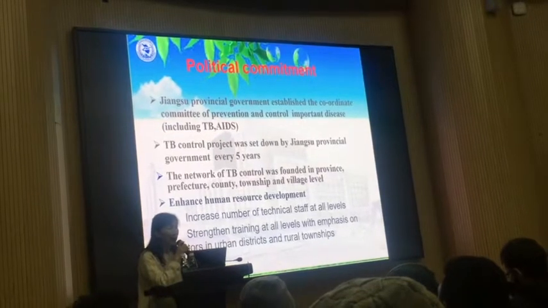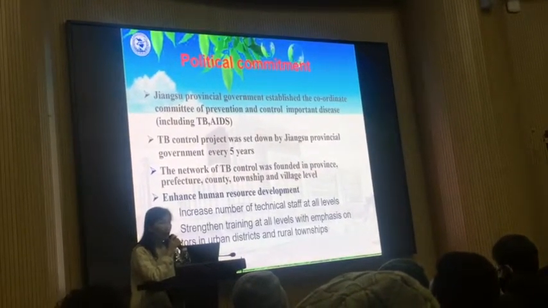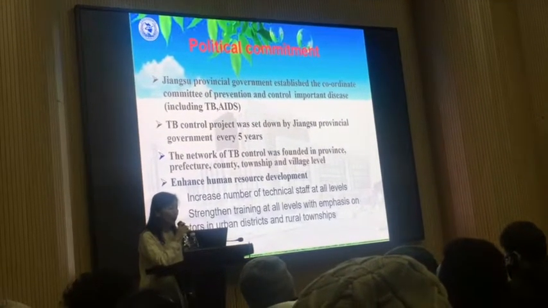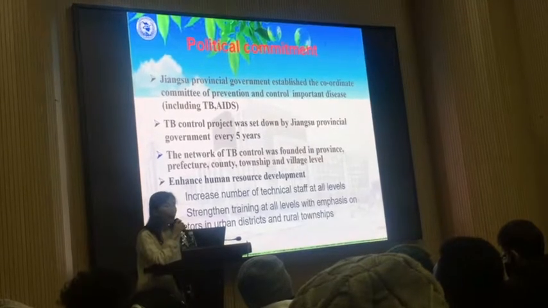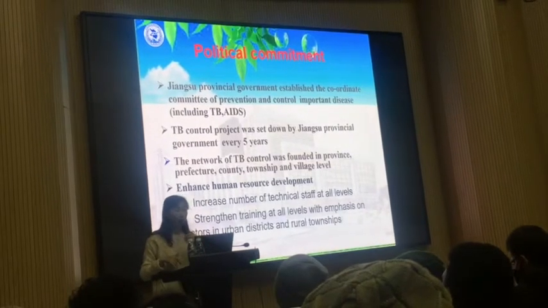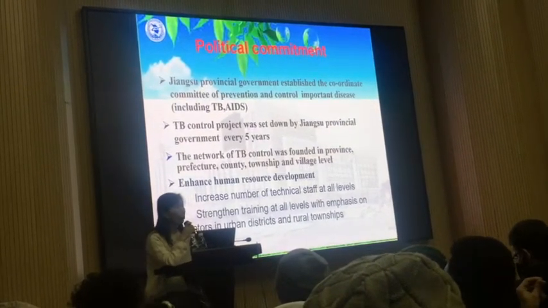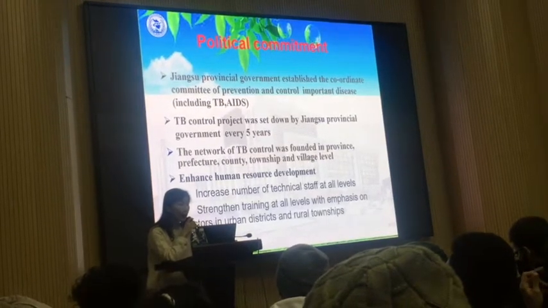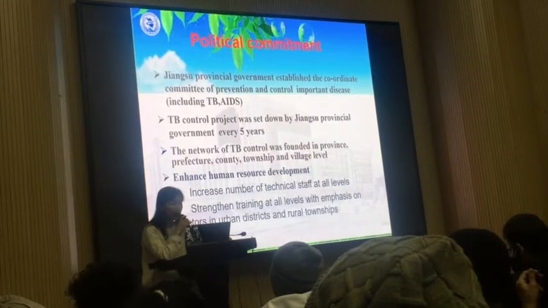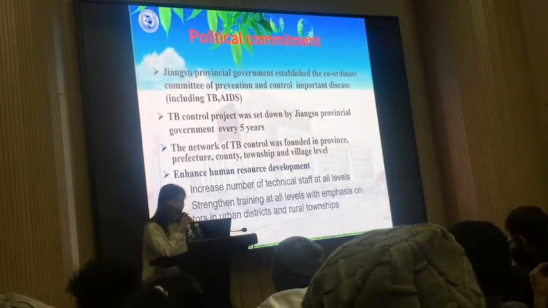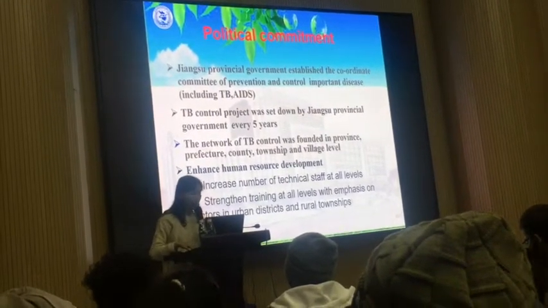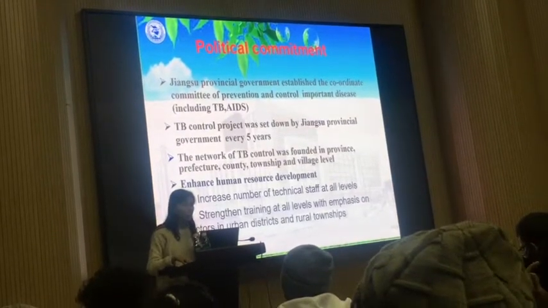The TB control project was set down by Jiangsu provincial government every 5 years. The network of TB control was founded at province, city, county, township, and village level. We also do a lot of things to enhance human resource development. First, we increase the number of technical staff at all levels. We strengthen training at all levels, with emphasis on doctors in urban districts and rural townships.